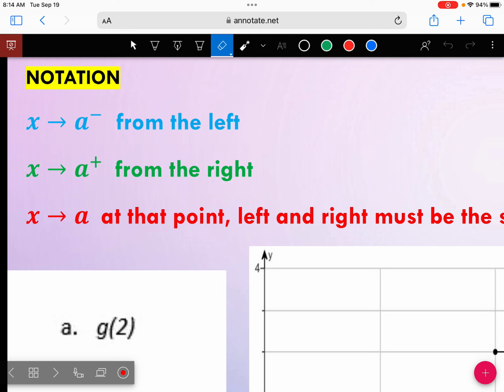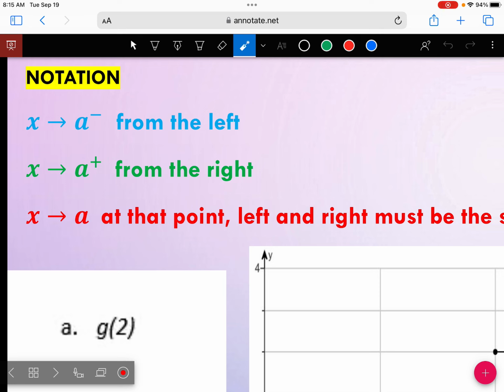When you see a minus sign after the number, that minus sign means from the left. A plus sign after the number means from the right. And if it doesn't have a plus or a minus, that means it's at that point, and the left and right must be the same. So I'm going to give you a minute to copy that somewhere along the side, and then we will talk about it. So we're in our notes packet, and then we'll do one of the practice questions.